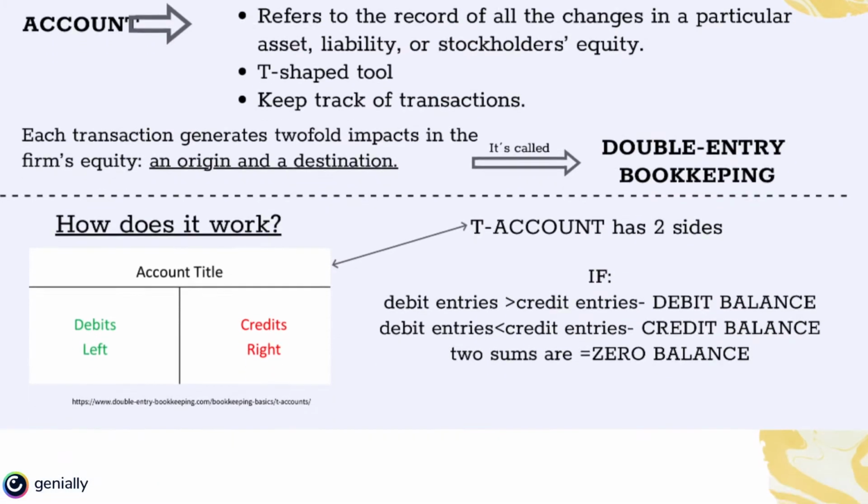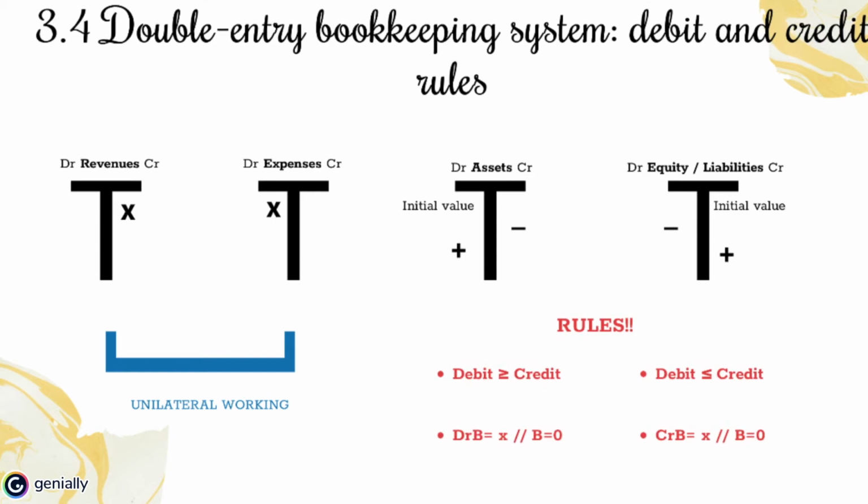Regarding the accounts, revenues and expenses both work in a unilateral way. Revenues are always credited and expenses debited. However, assets and equity and liabilities work bilaterally. The initial value of assets is debited.